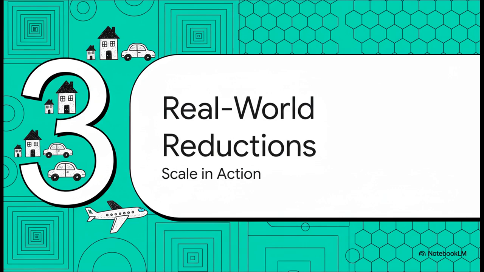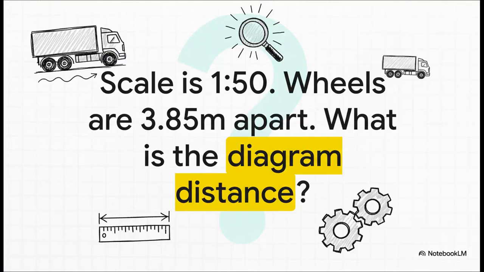So that octagon example is great for getting the mechanics down. But where does this stuff show up outside of a textbook? The answer is, well, it's literally everywhere. Let's look at a couple of real-world examples. Okay, check this out. A classic engineering problem. We have a scale diagram of a truck. The scale is 1 to 50. Now we know that on the actual truck, the wheels are 3.85 meters apart. So the question is, how far apart should they be on our drawing?